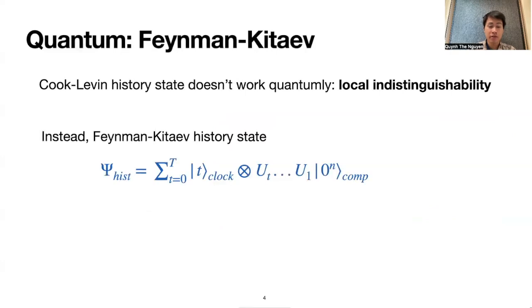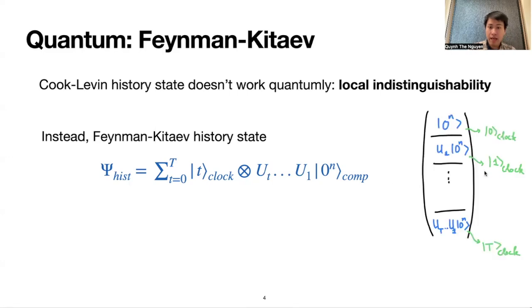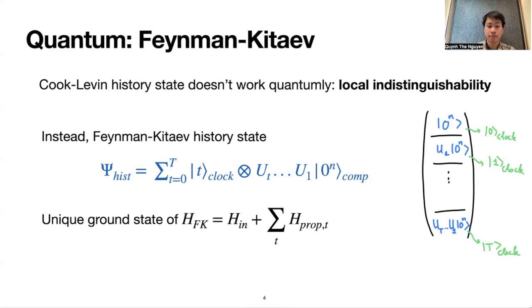Instead, we use the Feynman-Kitaev history state, where now instead of laying out the computation as a tensor product of the intermediate states, we put them in a superposition. And this is done by introducing a clock register. This clock register partitions the Hilbert space into a direct sum, and the intermediate states are put into each component in the direct sum. This history state is the unique ground state of the Feynman-Kitaev Hamiltonian.